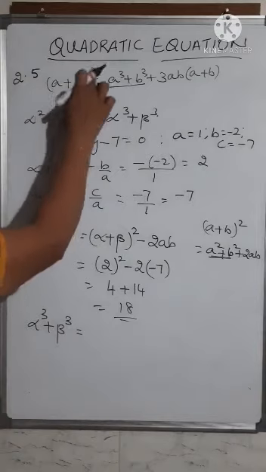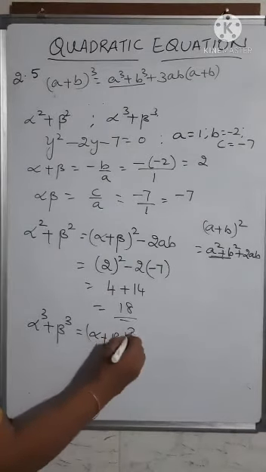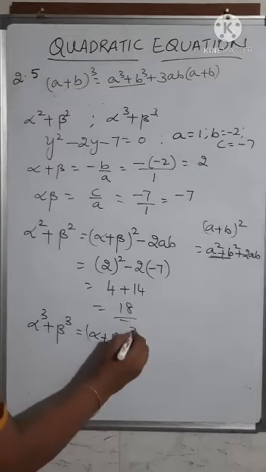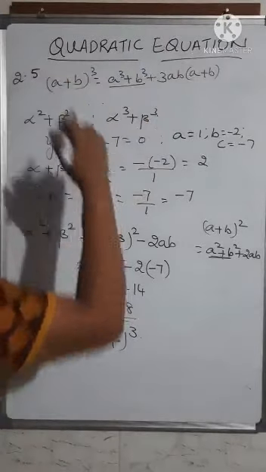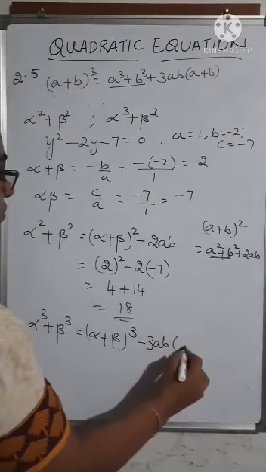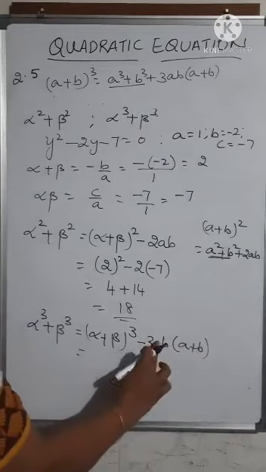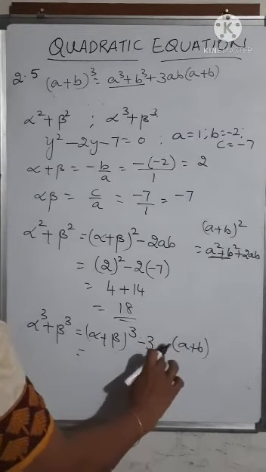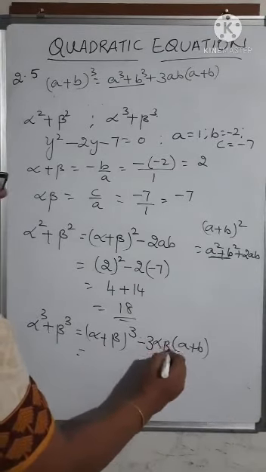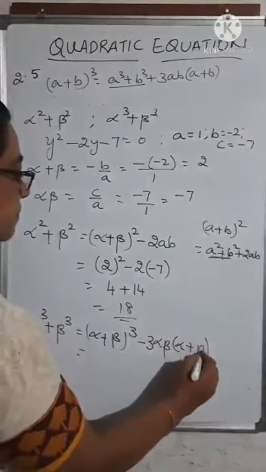So A plus B whole cube, I'll write this as alpha plus beta whole cube. Then take this to the other side, so we'll get minus 3AB into A plus B. Now it is not A and B here, it is alpha and beta. So 3 alpha beta into alpha plus beta.